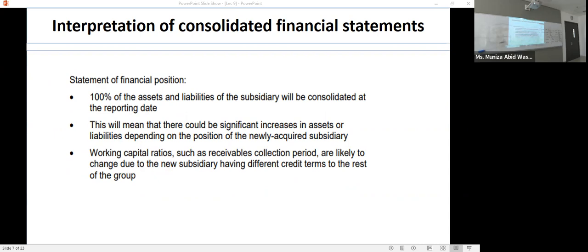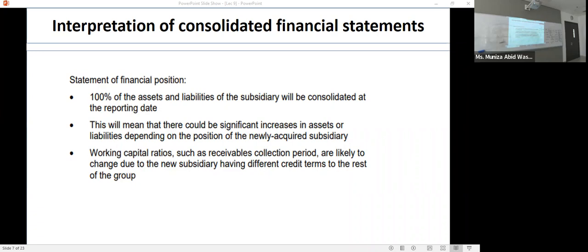Then this will mean that there could be a significant increase in the assets or liabilities depending on the position of the newly acquired subsidiary. So if the position of the newly acquired subsidiary is well and good, the organization will be facing a good effect on its calculated ratios as well. And if the assets and liability situation is worse in the subsidiary, the organization is going to face the worst effects.